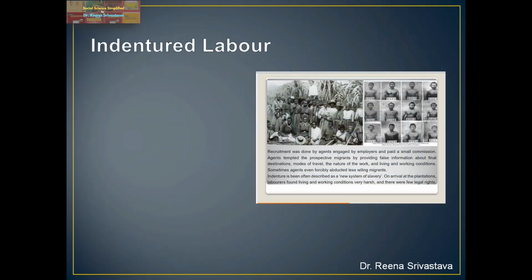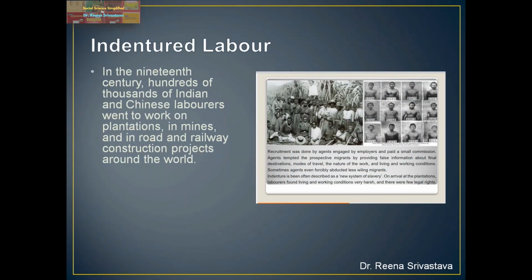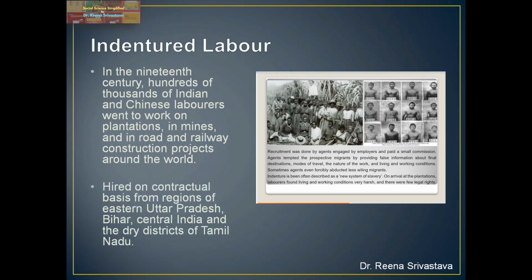And when we talk about indentured labor, in the 19th century, hundreds and thousands of Indian and Chinese laborers went to work on plantations, in the mines also, and even in road projects and railway construction projects all around the world. There was a lot of exploitation of these indentured laborers. And most of these contractual laborers were from which regions of India? They were mostly from eastern Uttar Pradesh, from Bihar, from central India, and some of the dry districts of Tamil Nadu also. From Tamil Nadu, many indentured laborers migrated to Ceylon, which is known as Sri Lanka currently.